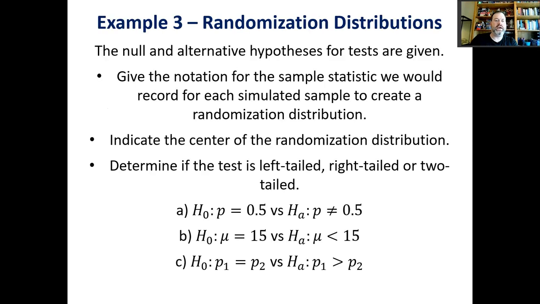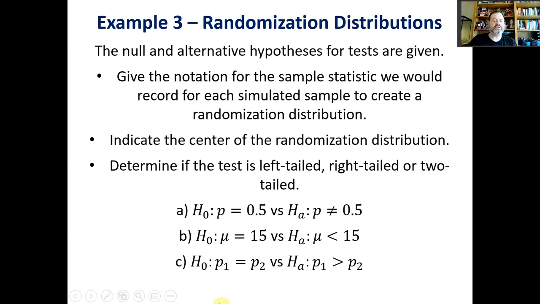All right, and part C, sample statistic. Well, we can see we have a P1 and a P2. That means our parameter is P1 minus P2. That means our sample statistic is P hat 1 minus P hat 2.